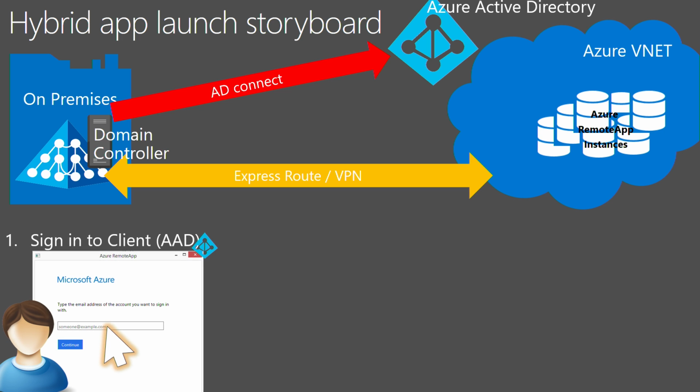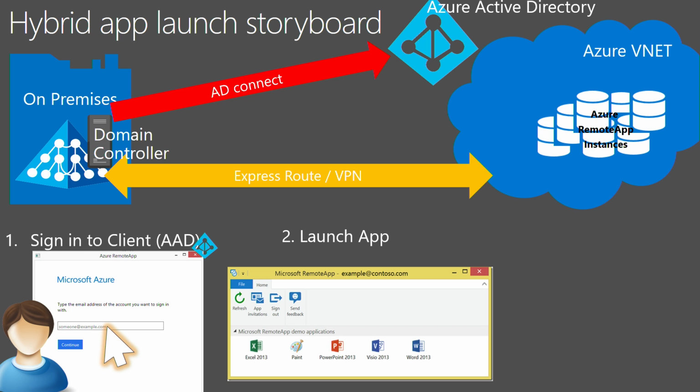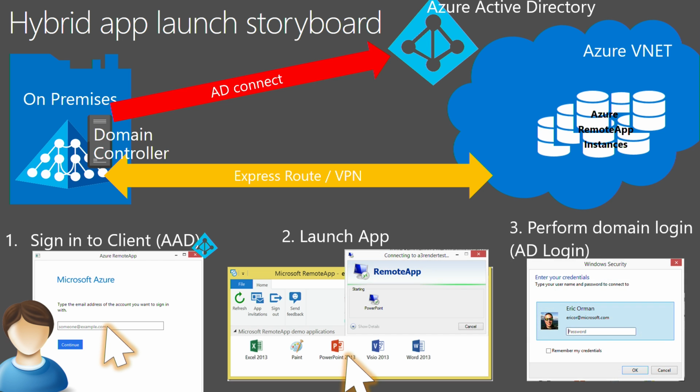And so a typical flow, I showed this. A user's going to sign in to the particular client. He's going to see a list of his available applications. He's going to click on it. And if you're doing a domain join, you're going to get a second prompt. Why are you getting a second prompt? Well, you use Azure Active Directory for your first sign-in to get a list of your applications.